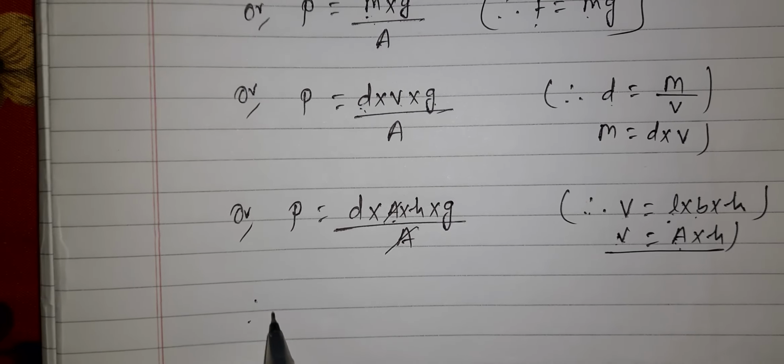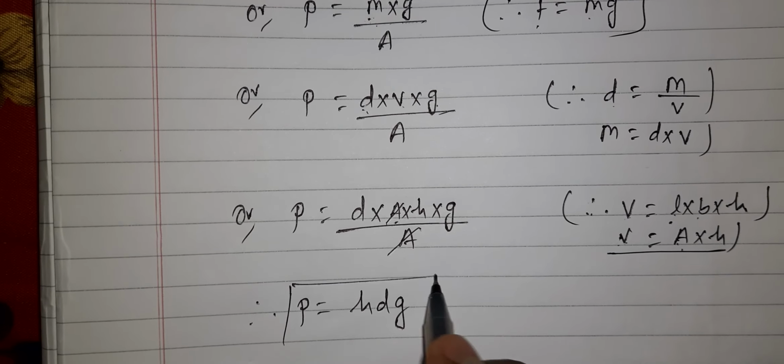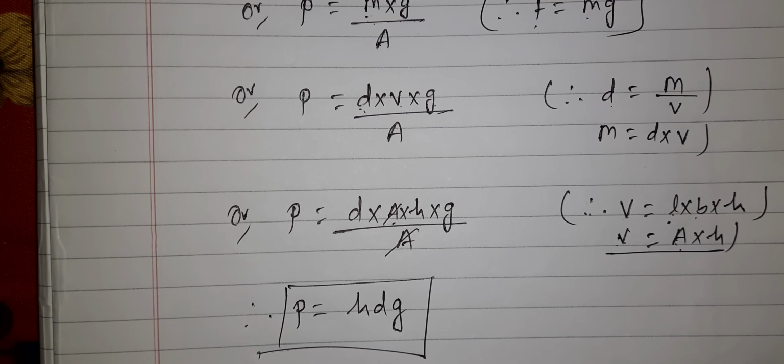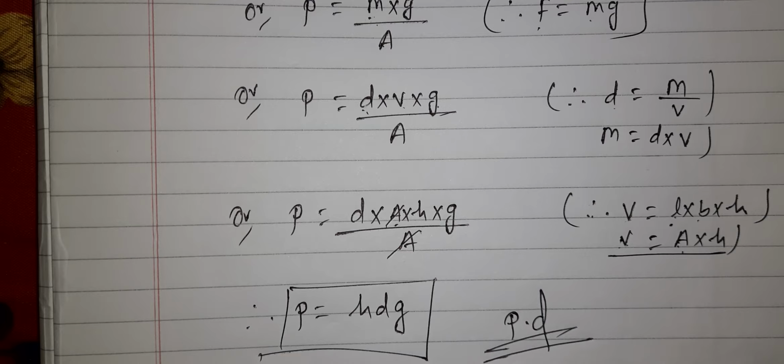So finally we will get P is equal to hdg. Clear? So through this method we can prove P is equal to hdg. This is a very easy formula guys, okay, and easy derivation also. Thank you very much.